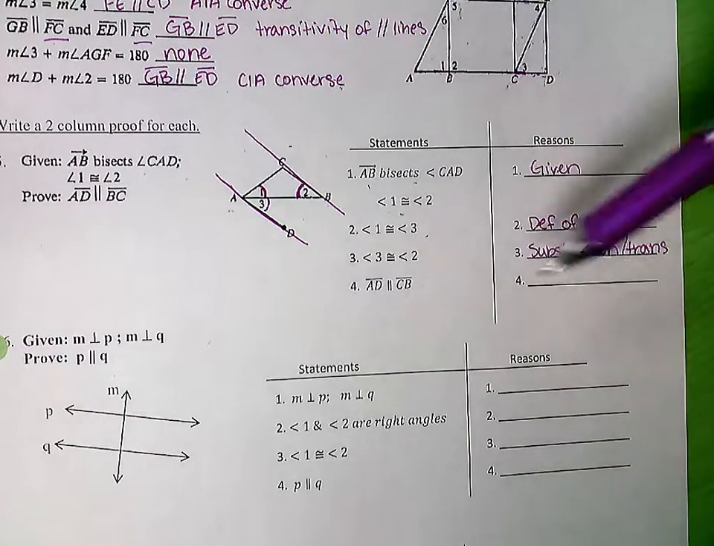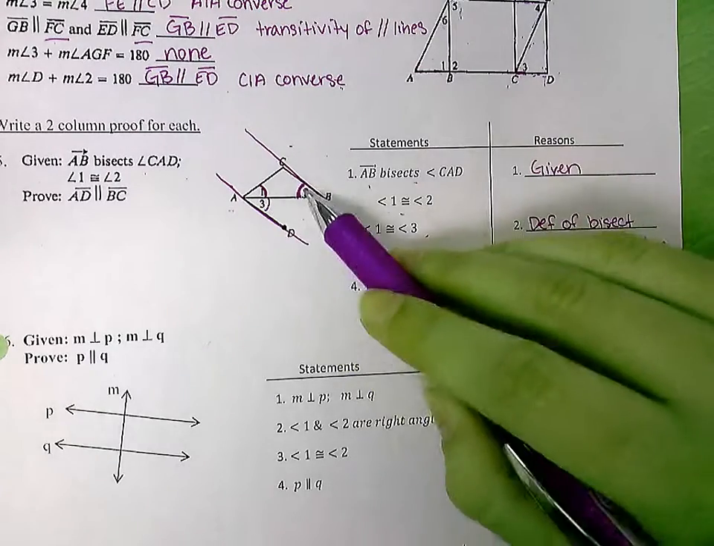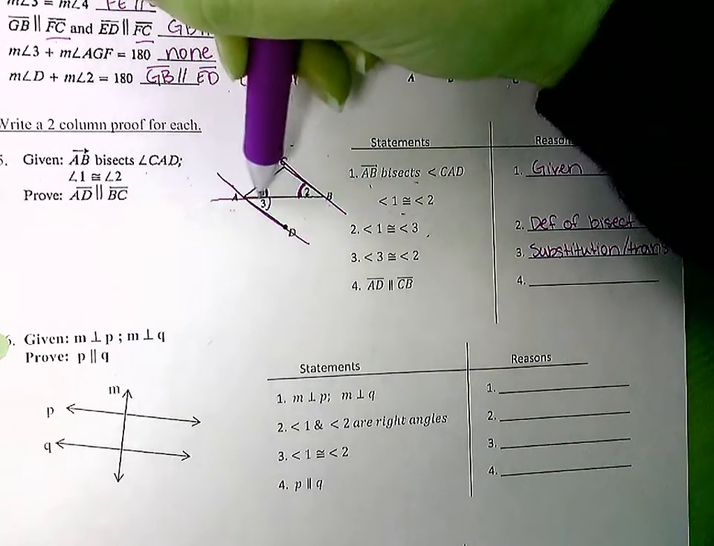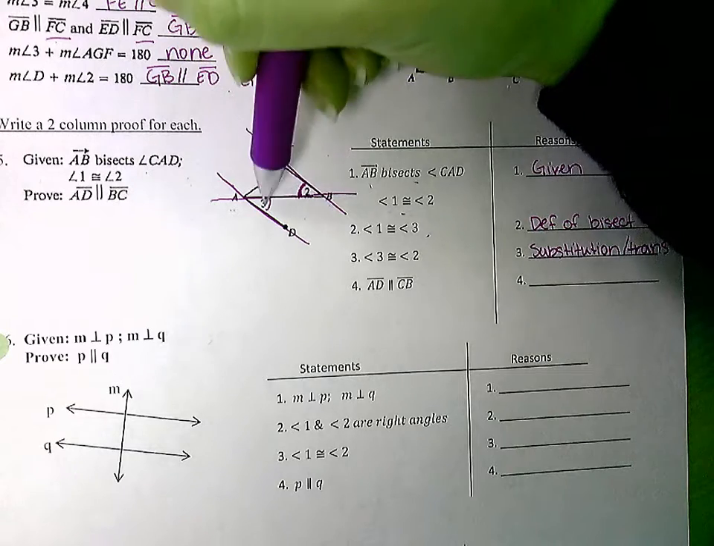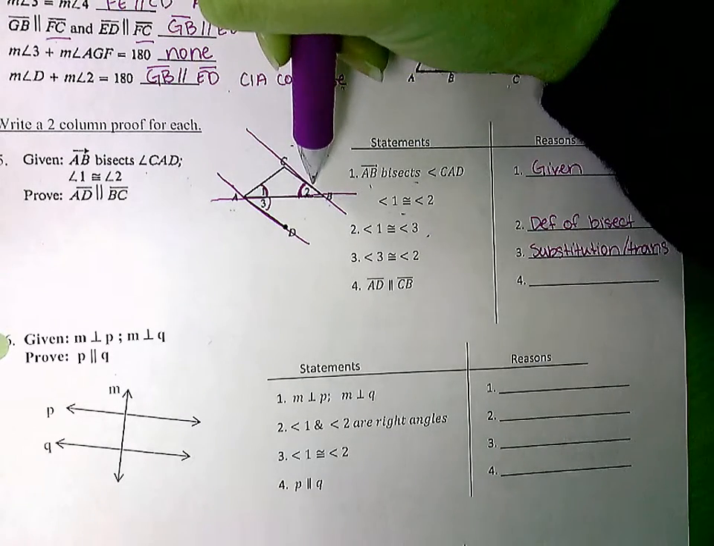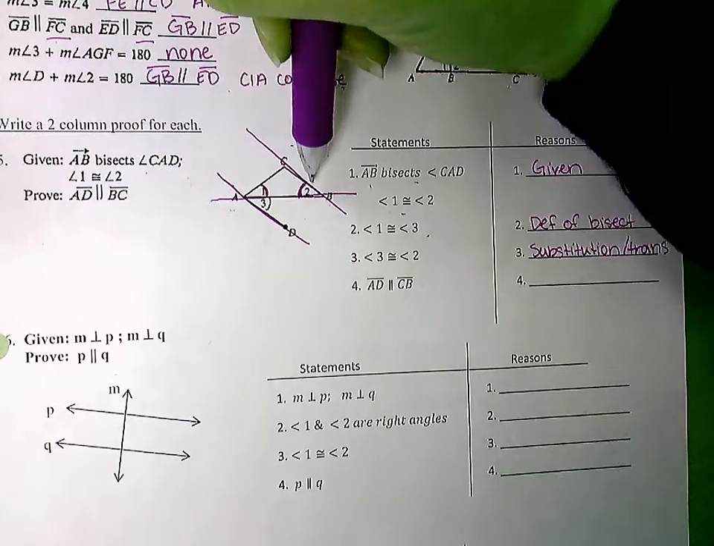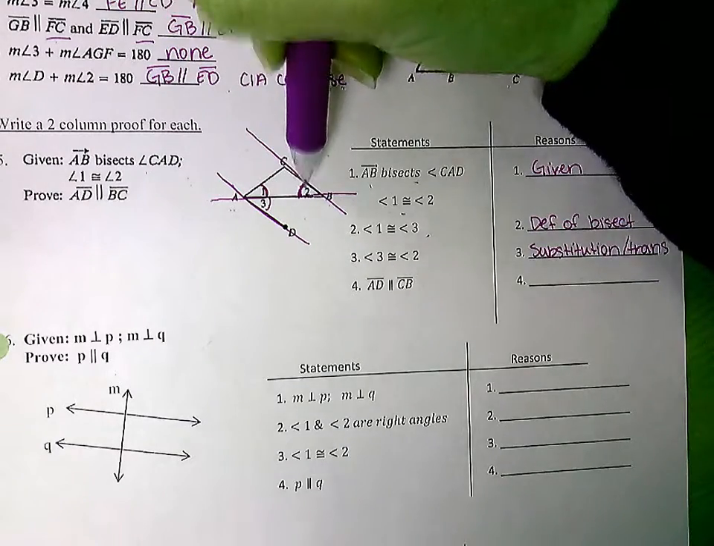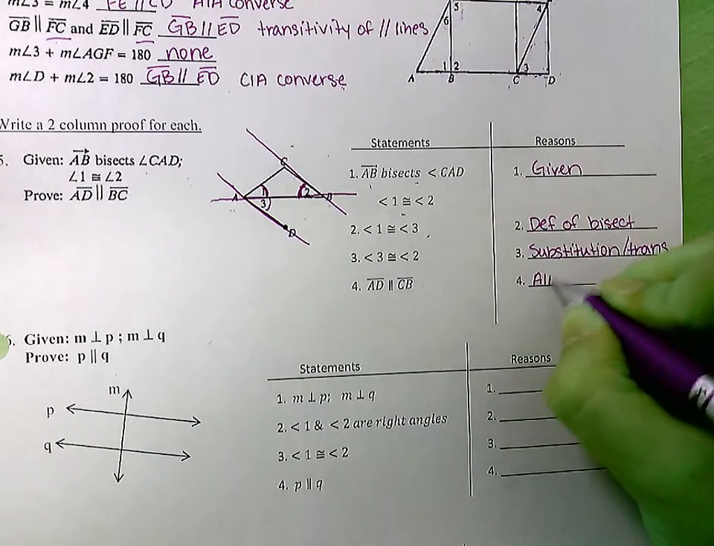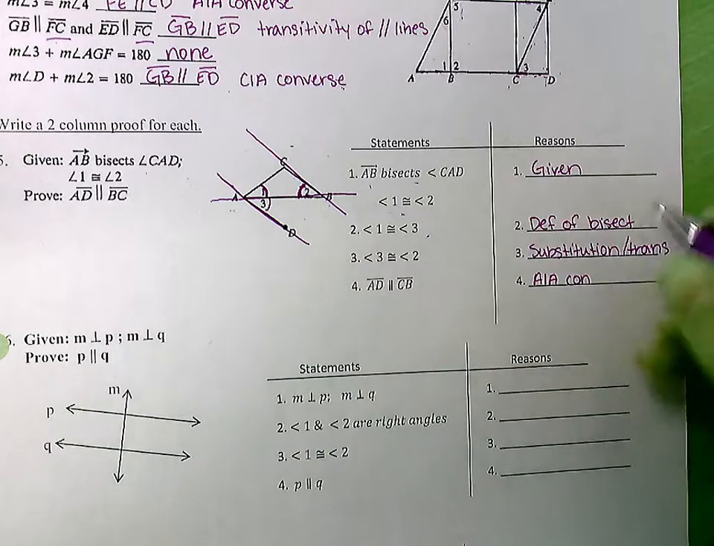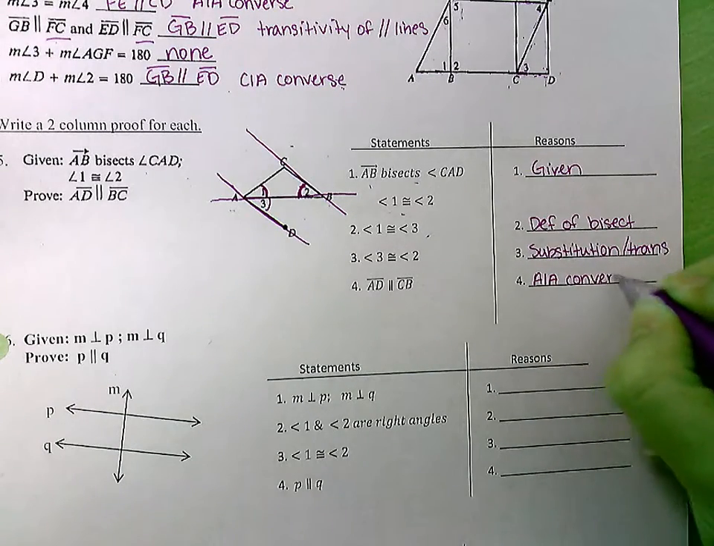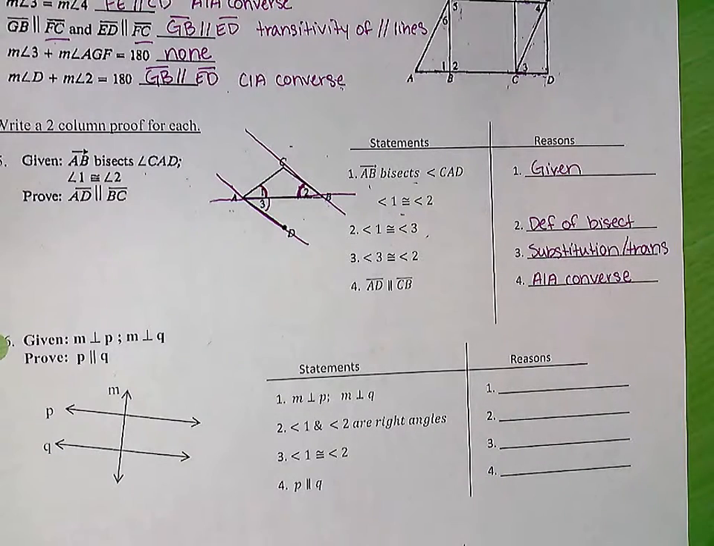I'm going to use one of my converses. So I'm looking at my angles. What type of angle pair would 2 and 3 be, if those are parallel lines? AIA. They're alternate interior angles. Yes. So by that converse, I can say that those lines are parallel. When you're proving lines parallel, you're using those converses. Any questions on my first 2 column proof here?